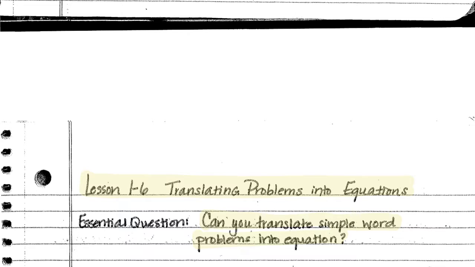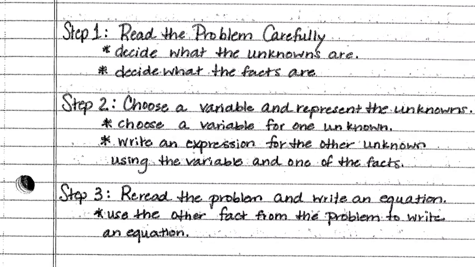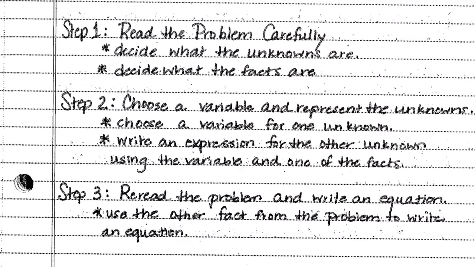All right, we're going to do a step-by-step series, and we're going to do this every time we do a problem. Step 1, read the problem carefully. Decide what the unknowns are. At this point, we're just going to use one unknown, and we'll compare everything to that one unknown. Decide what the facts are.